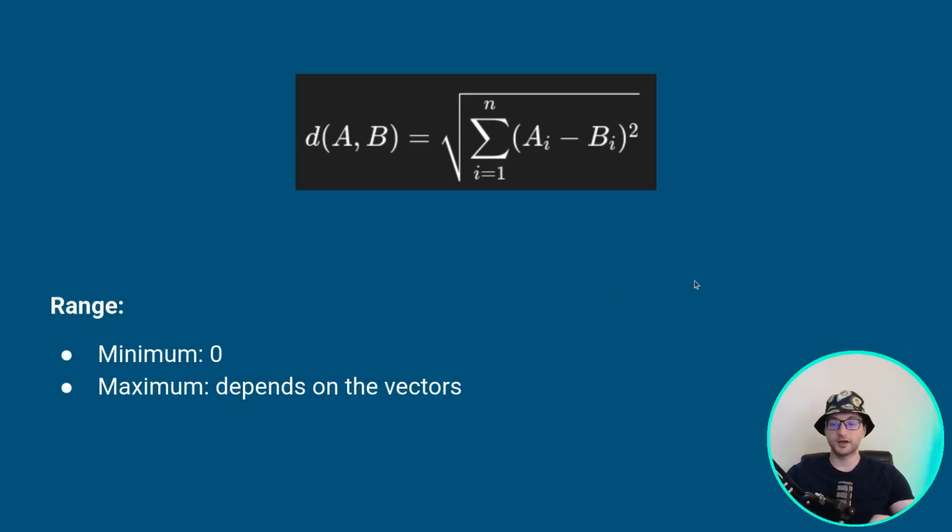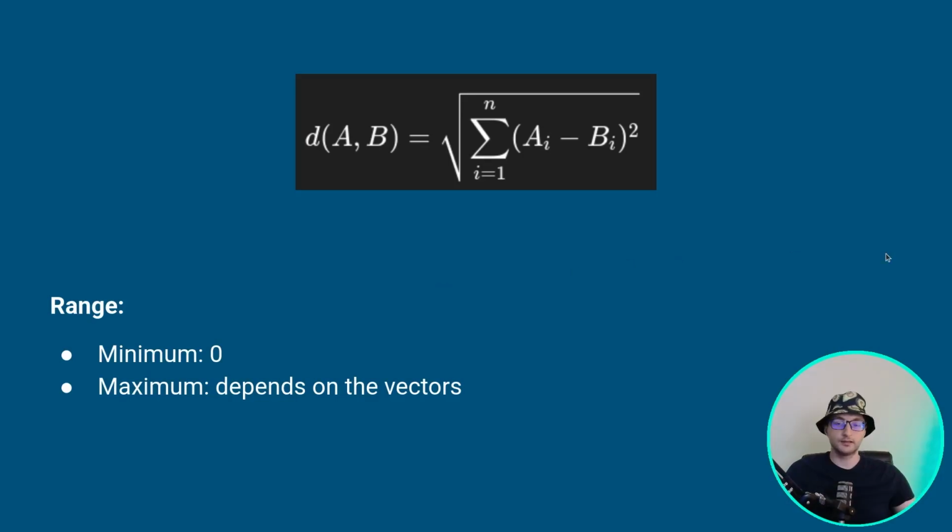When it comes to the range of this formula, the minimum value will be 0, in which case the distance will be 0, and that means that the 2 points are in the exact same position. Obviously, negative distance doesn't make sense here. Now, when it comes to the maximum end of the range, there is not really a maximum. It all depends on the vectors.